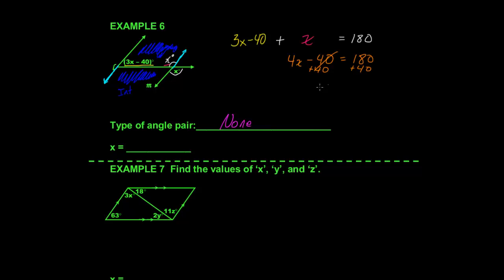Add 40 to both sides. We'll cancel out there. You'll be left with a 4x on one side equals 220. Divide both sides by 4. You will get x is equal to 55. Come over here and put this into my answers. X equals 55.